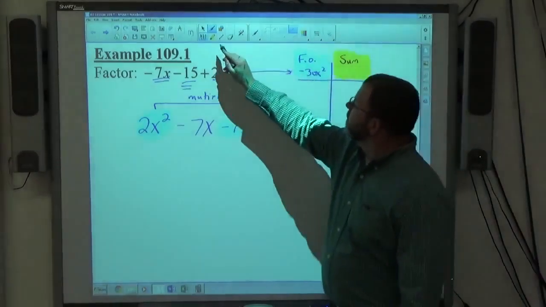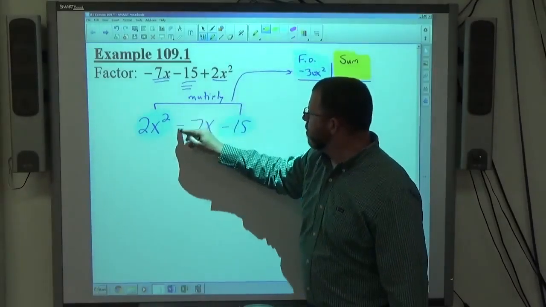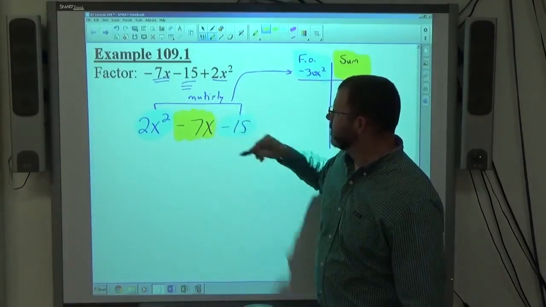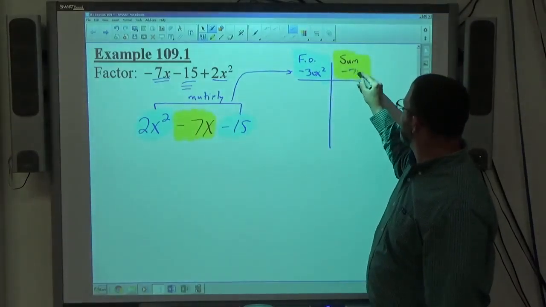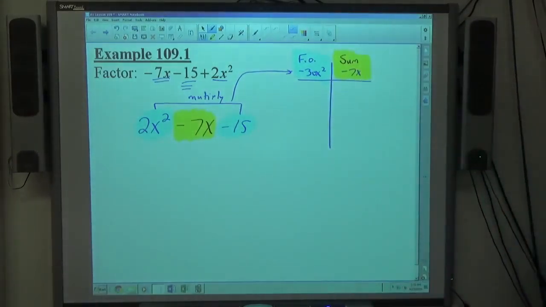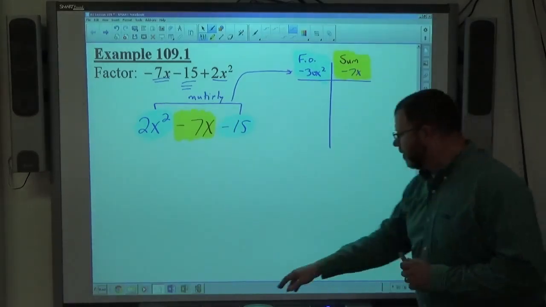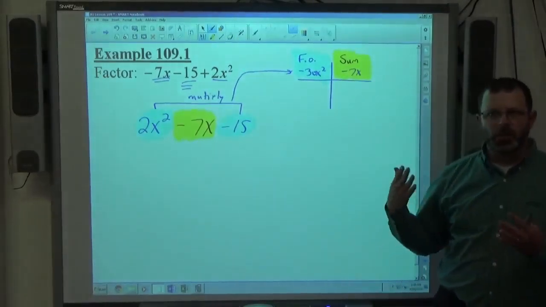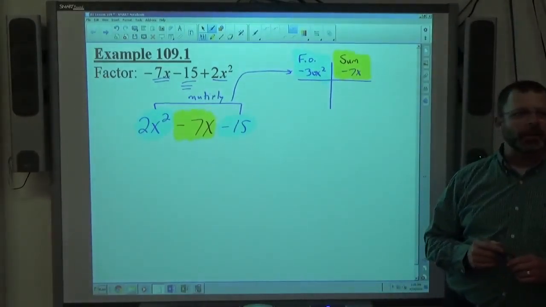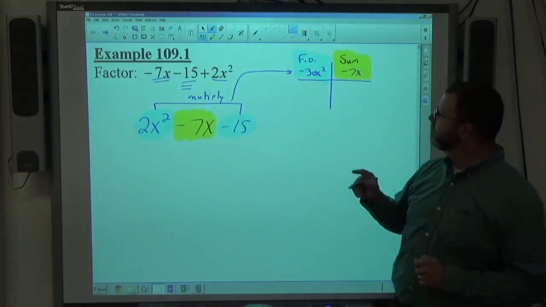For the sum, I want the sum to match the middle term, including the sign. So the sum in this case is going to be whatever the middle term is, negative 7x specifically in this problem. And don't worry about the x's so much as the numbers. It's the same task we had before. Two numbers multiply to make negative 30 that add to make negative 7. What are they?